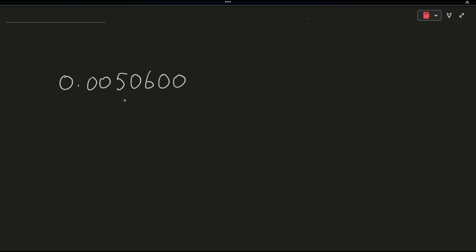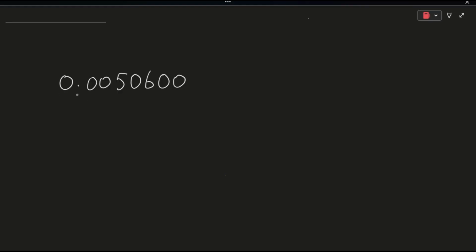Now, if we are to consider this figure, how many significant figures does this figure have? 1, 2, 3, 4, 5, 6, 7, 8. Now, the figure has 8 digits. Does that mean that it has 8 significant figures? The figure has a decimal point. What is the significance of this decimal point?